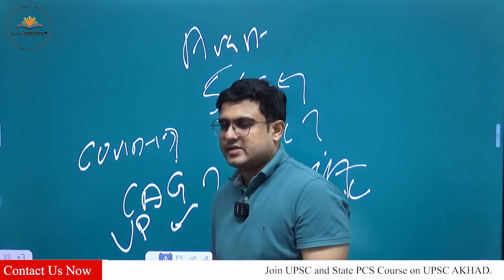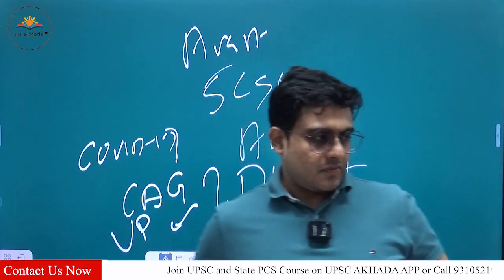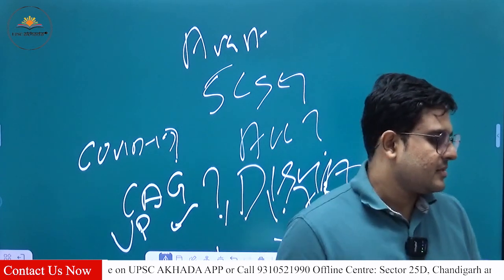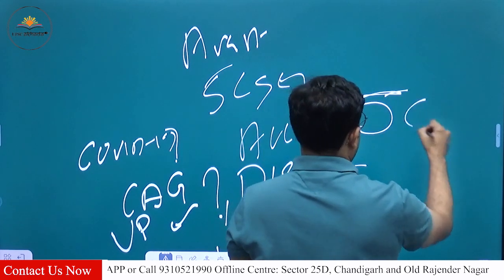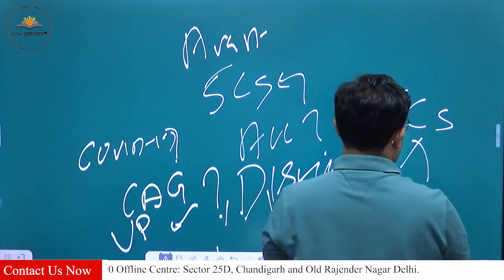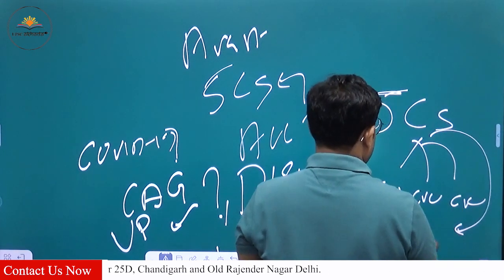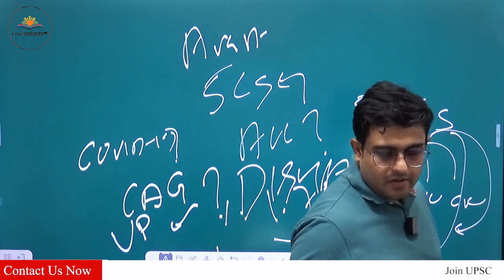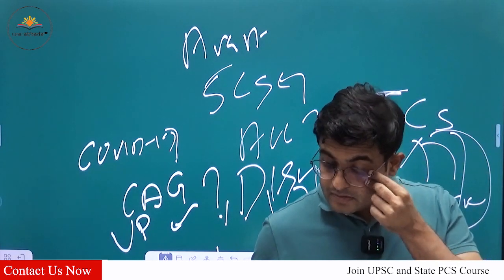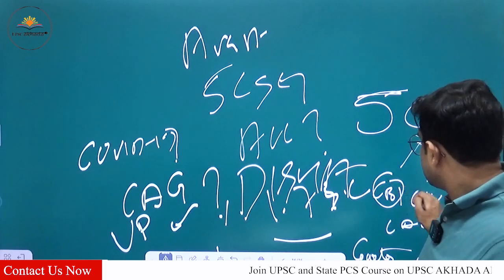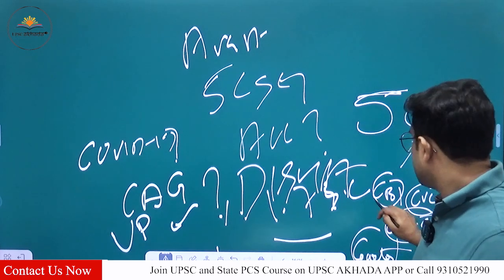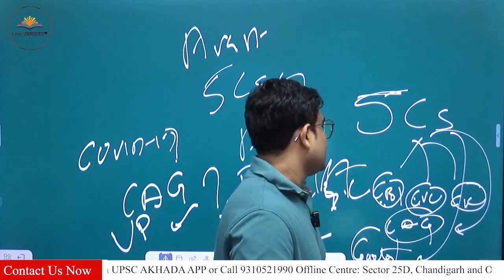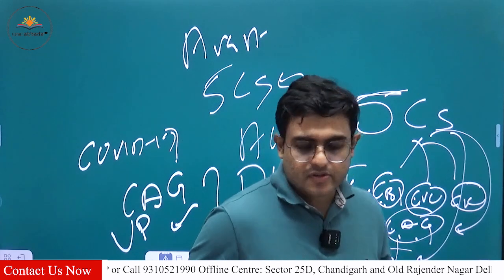The 5 C's have autonomy, but what about their own accountability? You write down if you don't know: CBI, CVC, CIC, CAG, courts. CBI is Central Bureau of Investigation, CVC Central Vigilance Commission, CIC Central Information Commission, CAG is Comptroller and Auditor General, courts, High Court, Supreme Court.